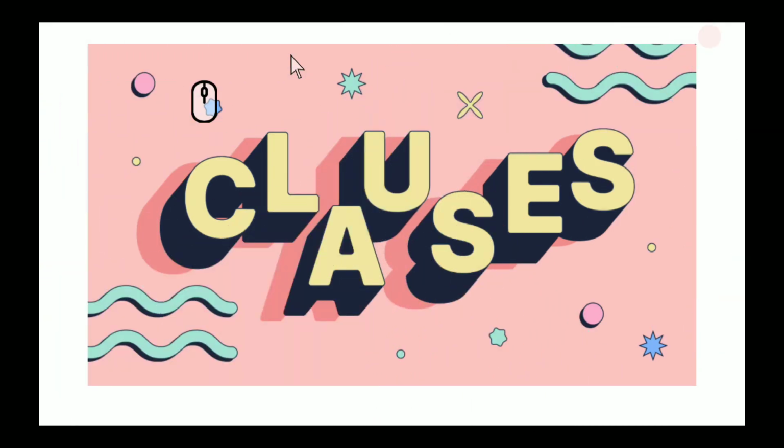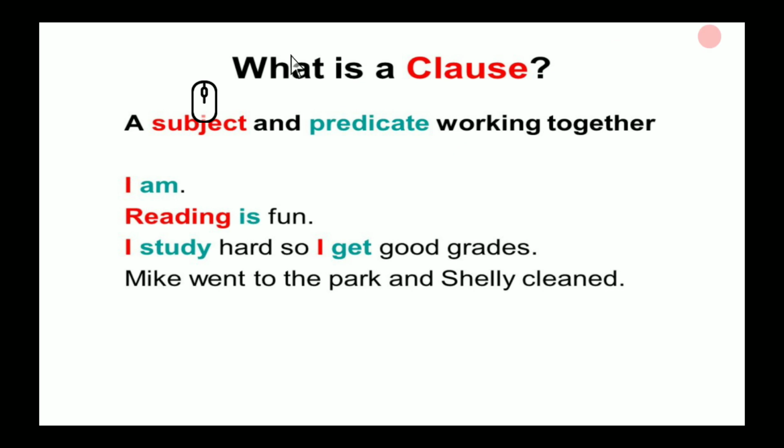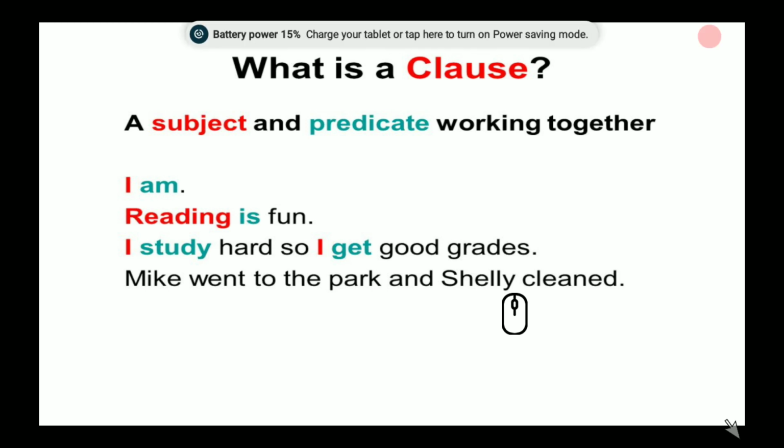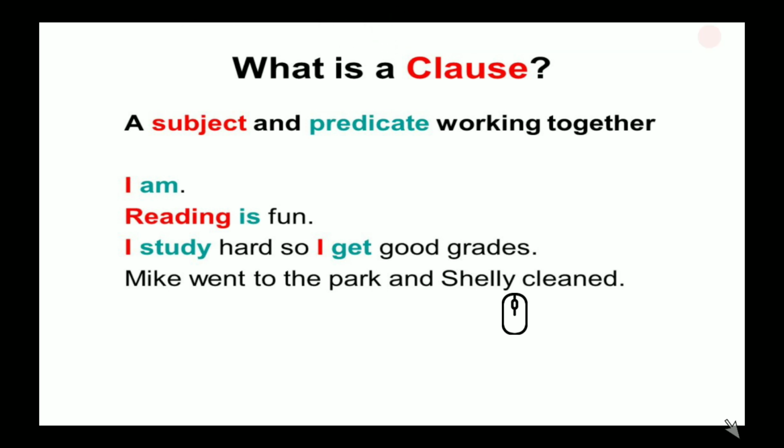The topic that we are going to learn today is clause or clauses. Let's see what is a clause, or what are clauses. What is a clause? A subject and predicate working together is a clause. Very simple. Any sentence has got a subject and a predicate, and if both of these things are together and working together, it becomes a clause.